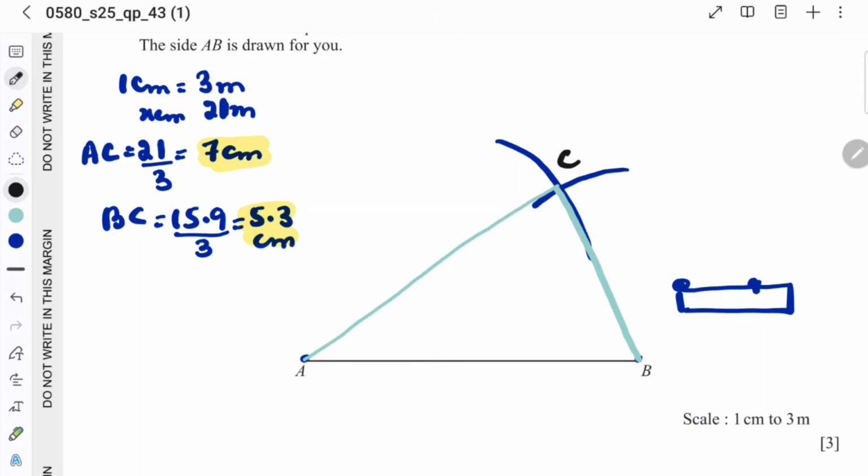So that was your 3 marks question. First we found how many centimeters to keep for AC, that is 7 centimeters. Measure it afterwards also, and BC should be 5.3 centimeters. Just measure it with the help of the ruler, draw arcs from A to C and from B to C with 5.3, and then join it. That point of intersection will be your point C.